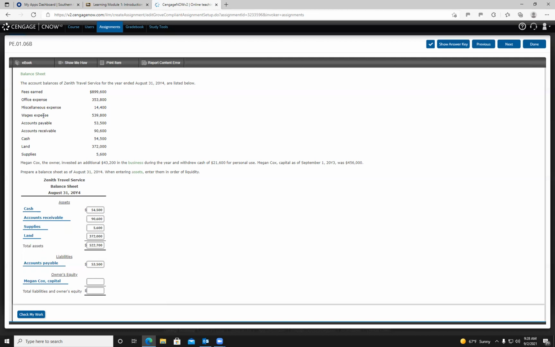So this gave us a net loss of 8,400. We're going to plug that in with the information we have down here. Our previous capital balance was 456,000. We had an additional investment of 43,200, so we'll add that in. We did a withdrawal of cash of 21,600, so we will subtract that out. And then we had a net loss of 8,400, and we'll also subtract that out. So our new capital balance should be 469.2.